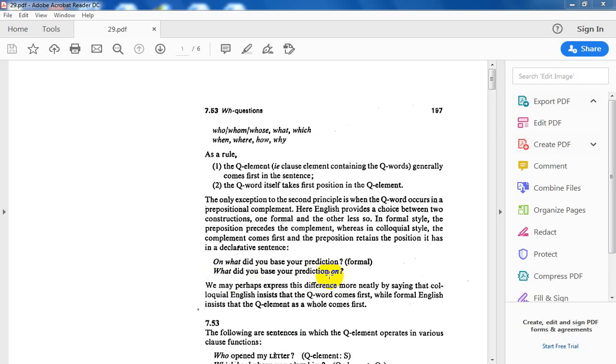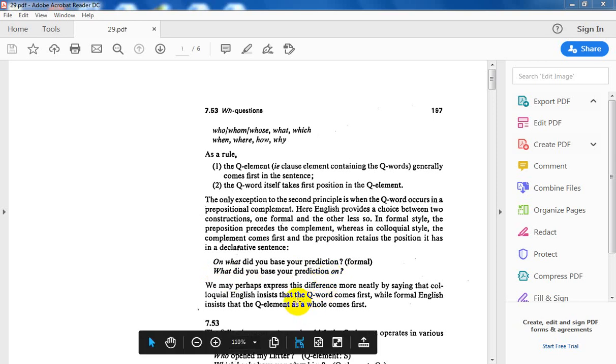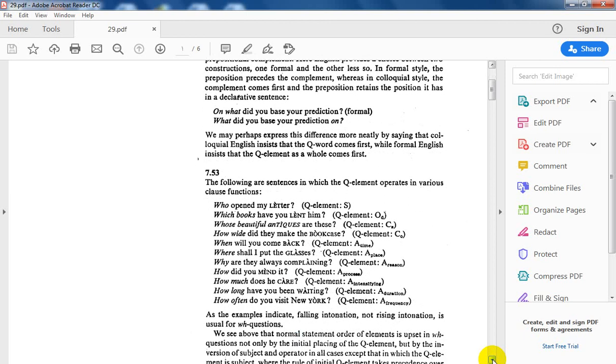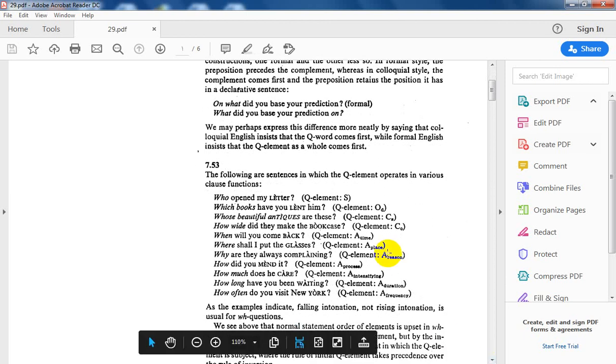We may perhaps express this difference more neatly by saying that colloquial English insists that the keyword comes first, while formal English insists that the phrase as a whole comes first.